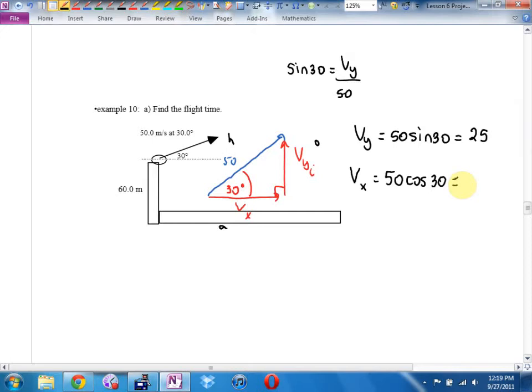Give it to me to 4 sig fig, because this is not my final answer, and I'm going to be using this to find other stuff. Oh, 43. Okay, so 43.30. 43.3 was actually the 4 sig fig. Fair enough.